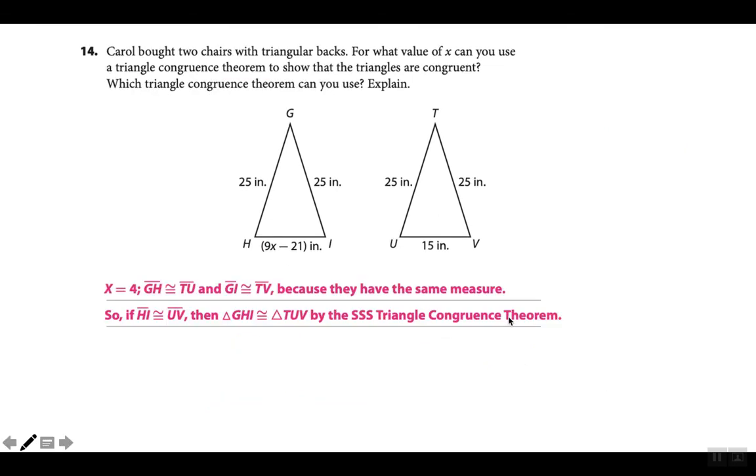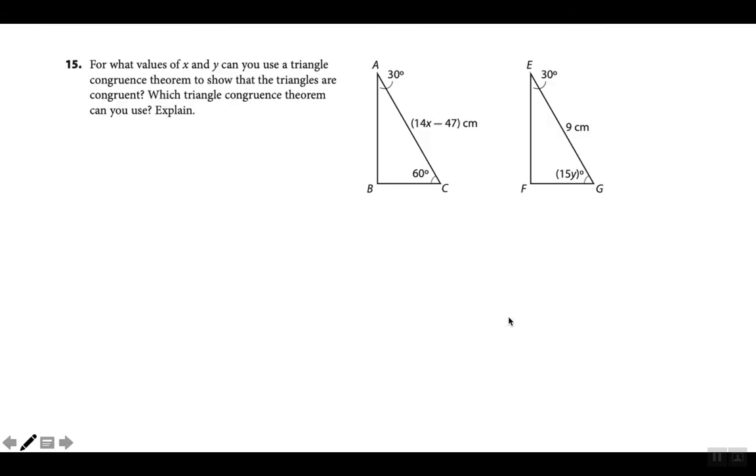Alright, now this one, same thing. Which triangle congruence theorem can you use? Alright, based on the only information they gave us, it's got to be ASA. Angle, side, angle. Angle, side, angle.